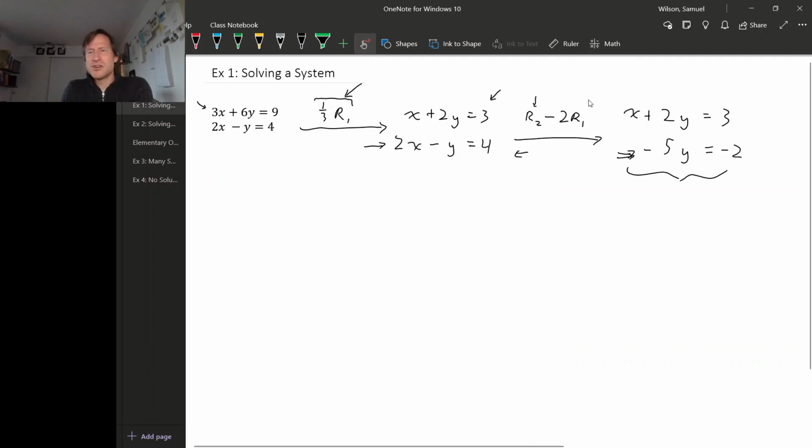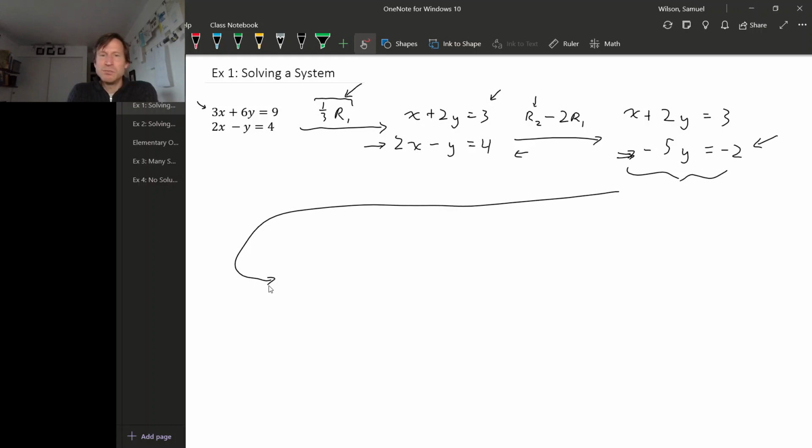Okay, so what would our next step be? Well, I guess now in this second equation, you see we have y all by itself. So our next operation would be to multiply this second row by minus 1/5, because that's going to get y by itself. So our first equation is still the same, x plus 2y equals 3, and our second equation is now y equals 2/5.